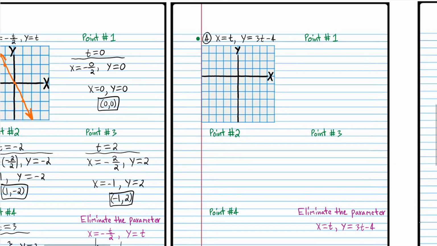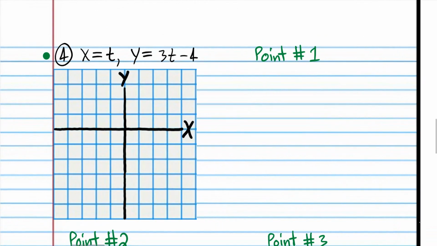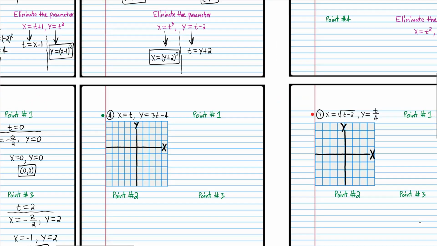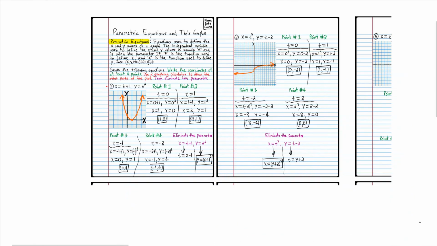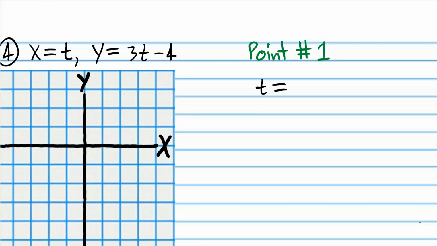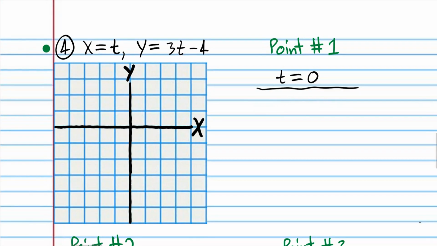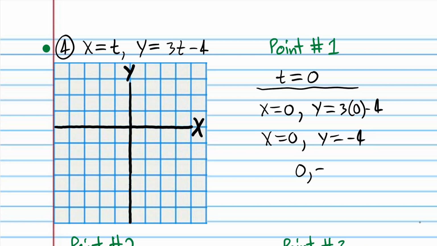Okay, we're back. So you should have those equations entered into your calculator. Let's find our first point. So I'm going to choose 0. You don't have to choose 0, but in that case x would be 0, y would be 3 times 0 minus 4, so x is 0 and y is negative 4. 0, negative 4 is our first point.